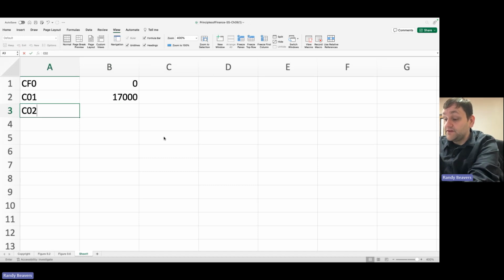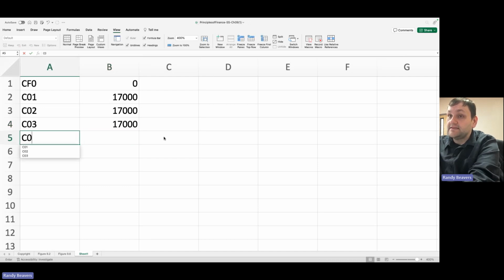So now C02, the second cash flow, is going to be another 17,000. C03, let's say that is another 17,000. C04 is 17,500. C05 is 18,000.